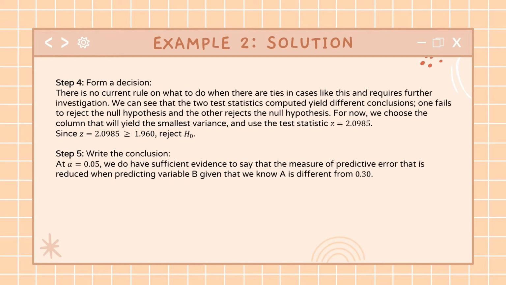Ang smallest variance ay yung 21/2312, yun yung third column. And we use the test statistic z to be 2.0985. Since z is equal to 2.0985 is greater than 1.96, we reject h null. And for conclusion, at alpha 0.05, we do not have sufficient evidence to say that the measure of predictive error that is reduced when predicting variable b, given that we know a, is different from 0.30.